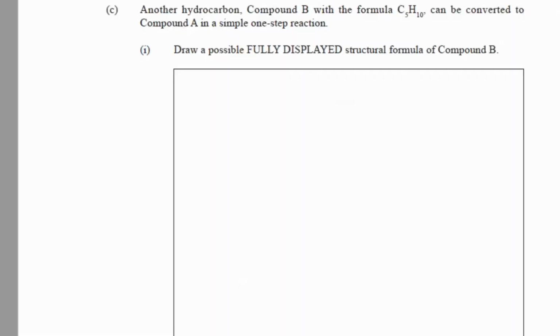Part C. Another hydrocarbon, compound B, with the formula C5H10, can be converted to compound A in a simple one-step reaction. Part 1. Draw a possible fully displayed structural formula of compound B.